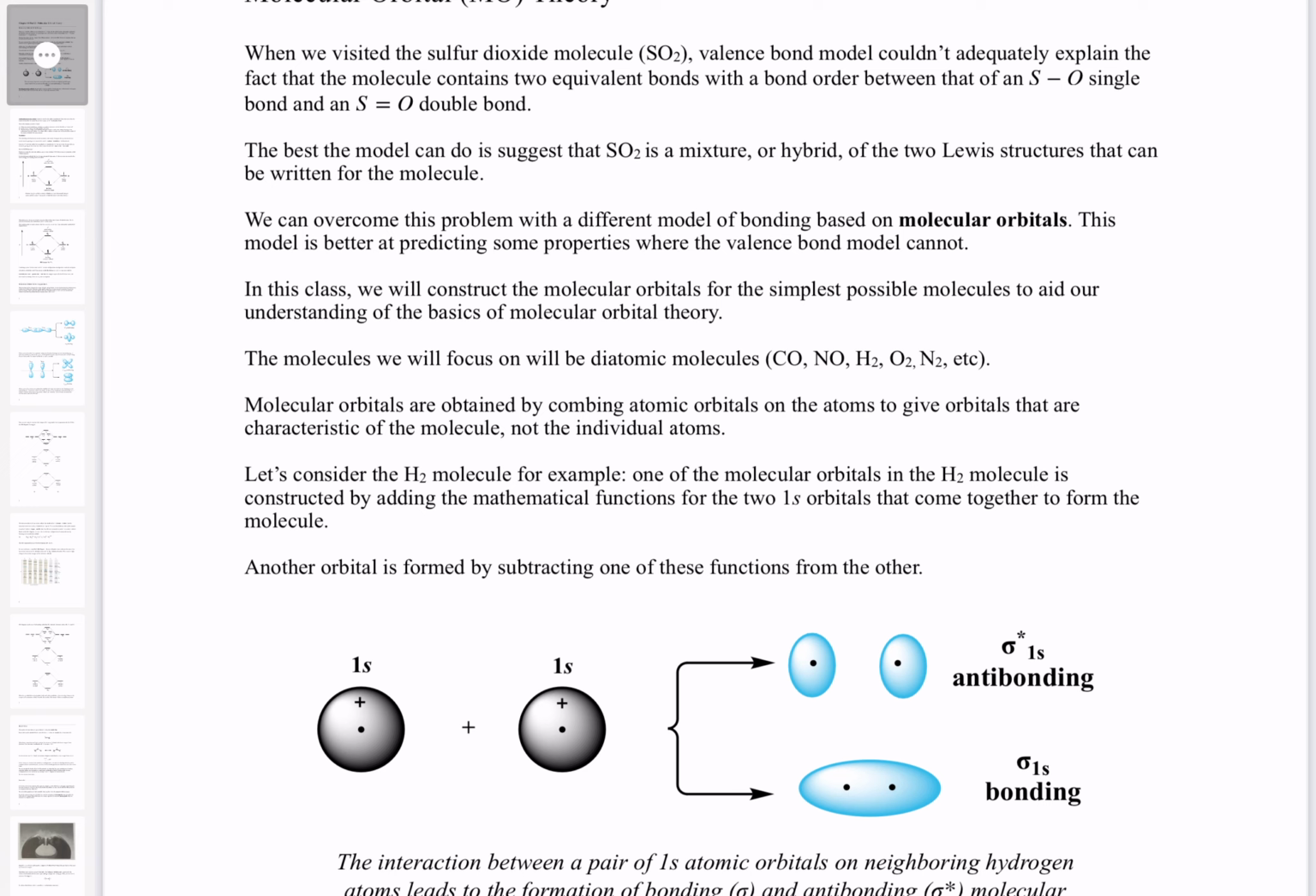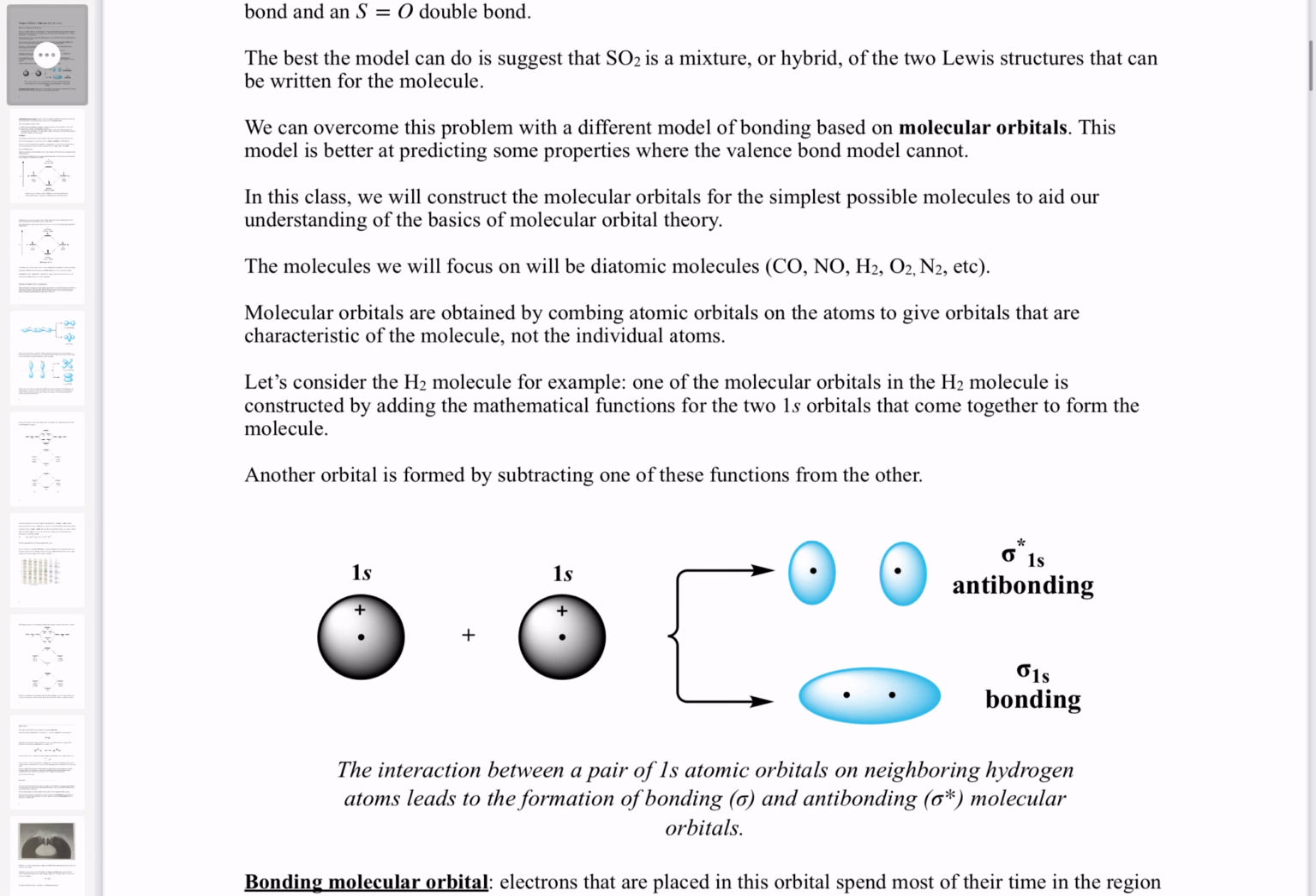So we get two possible solutions for hybrid orbitals. It's the same kind of thing for molecular orbitals. So we add the mathematical functions for the two 1s orbitals, and the two solutions we get, if we put in two inputs, we must get two outputs. So they come together to form the molecule, okay? And then we get the other molecular orbital by subtracting the functions from each other. So the result is in this diagram here.